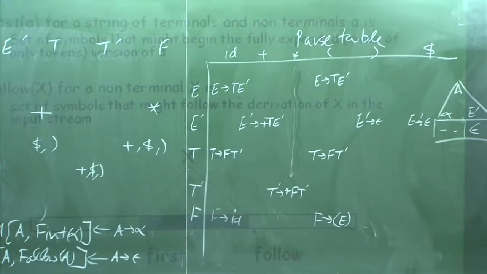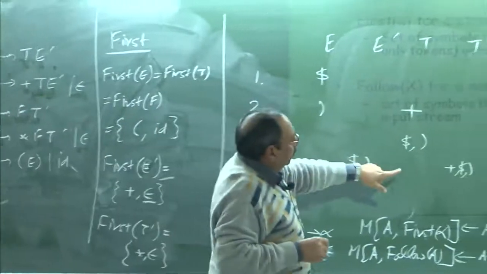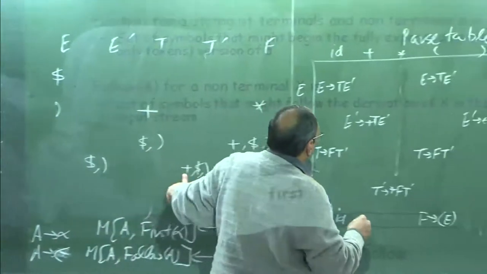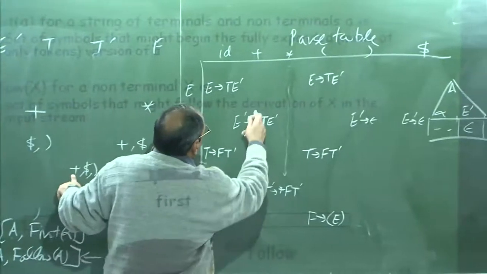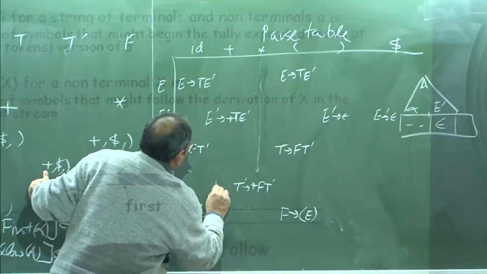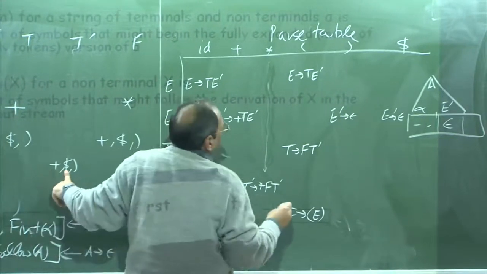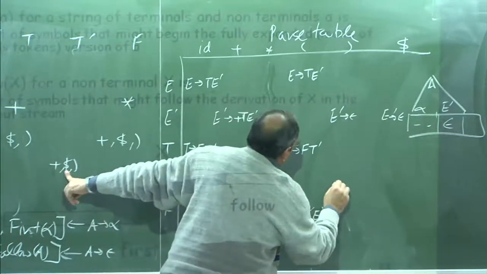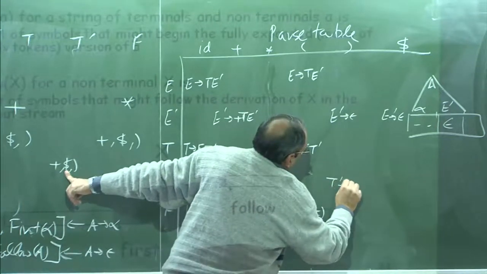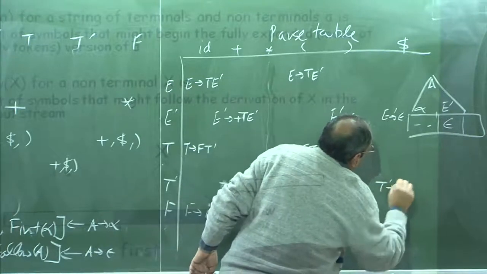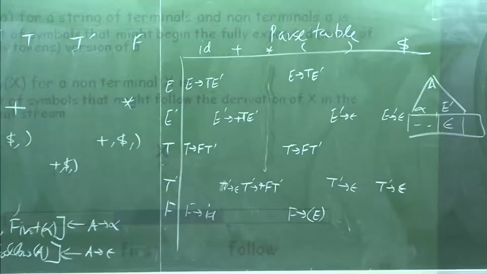Okay? Similarly, I have a production which says T prime goes to epsilon. So I look at the follow set of T prime, right? And corresponding to plus, T prime goes to epsilon, corresponding to right parenthesis, T prime goes to epsilon, and corresponding to dollar, T prime goes to epsilon.